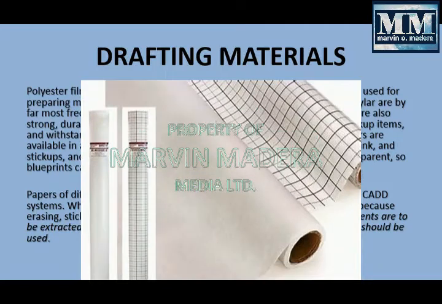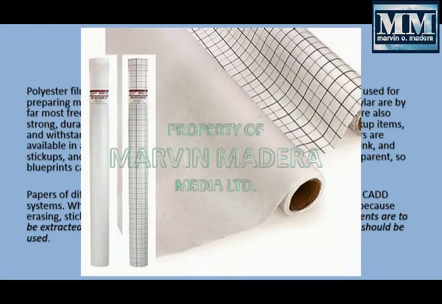So we have here the figure of a tracing paper. This tracing paper and also the polyester film are transparent materials that will be used in the drafting of the map. For the final drawing of the map, they use this tracing paper or polyester film.